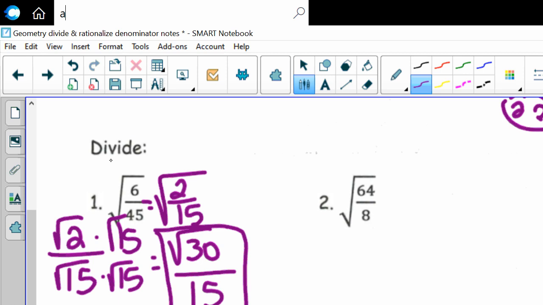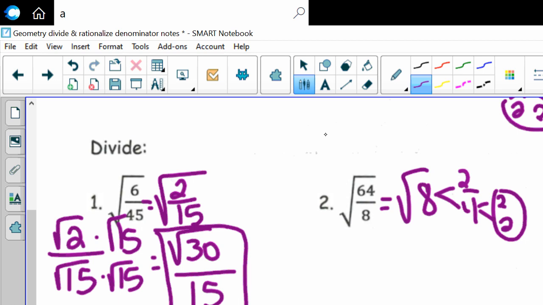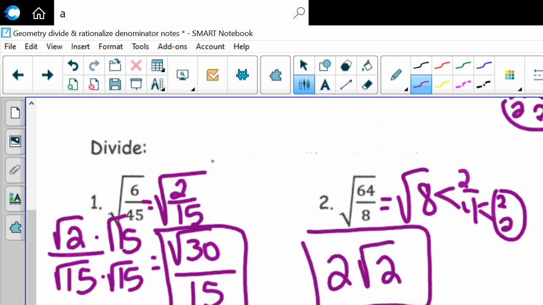Number 2, the square root of 64 divided by 8. Hey, 64 divided by 8, I know I can divide that, so that's really just the square root of 8. Now I can do factor tree on that, right? That's a 2 and a 4. 4 breaks down to 2 and 2. I have a pair of 2s and a 2 left behind. So 2 square roots of 2 is our answer.